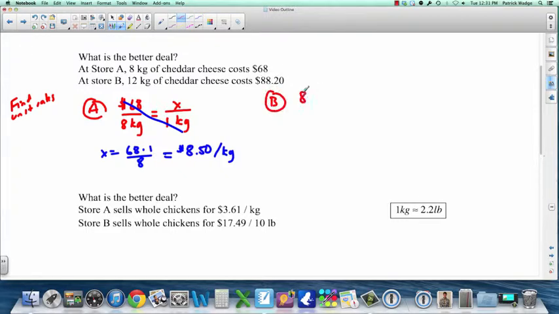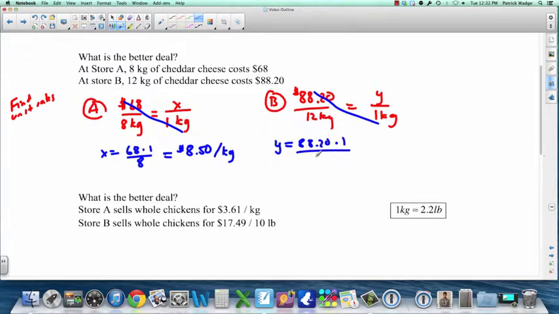Okay, now we do the same thing, but we do it for B. This time it's $88.20 for 12 kilograms. And again, I want to figure out how much 1 kilogram is. I'll call it y this time. So y is equal to 88.20 times 1, makes no difference, and divide it by 12. And if you do that, you will get $7.35 per kilogram.